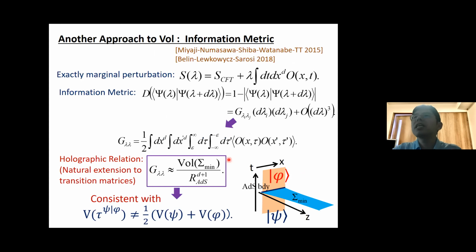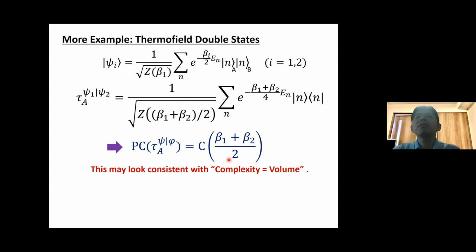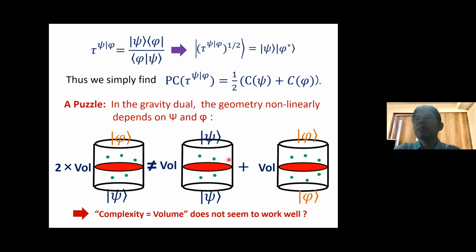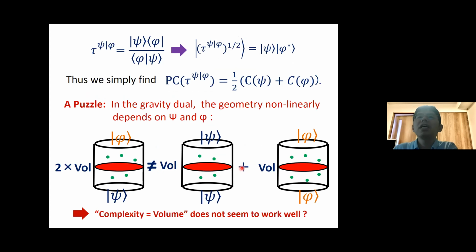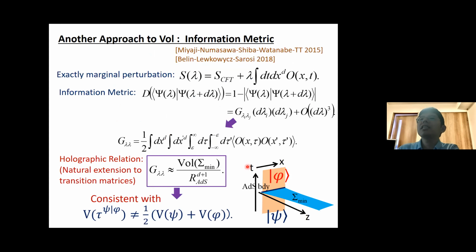Finally, I just wanted to comment on this naive approach. If we want to think about this minimum time slice volume, what's the counterpart in the CFT? Then maybe there are other candidates, something which we call the information metric. It's like the Fubini-Study metric or maybe the Bures metric. And there is also a sophisticated version of this, a more precise argument by Belin, Lewkowycz, and Sarosi, using a very interesting definition with a different time choice in gravity.